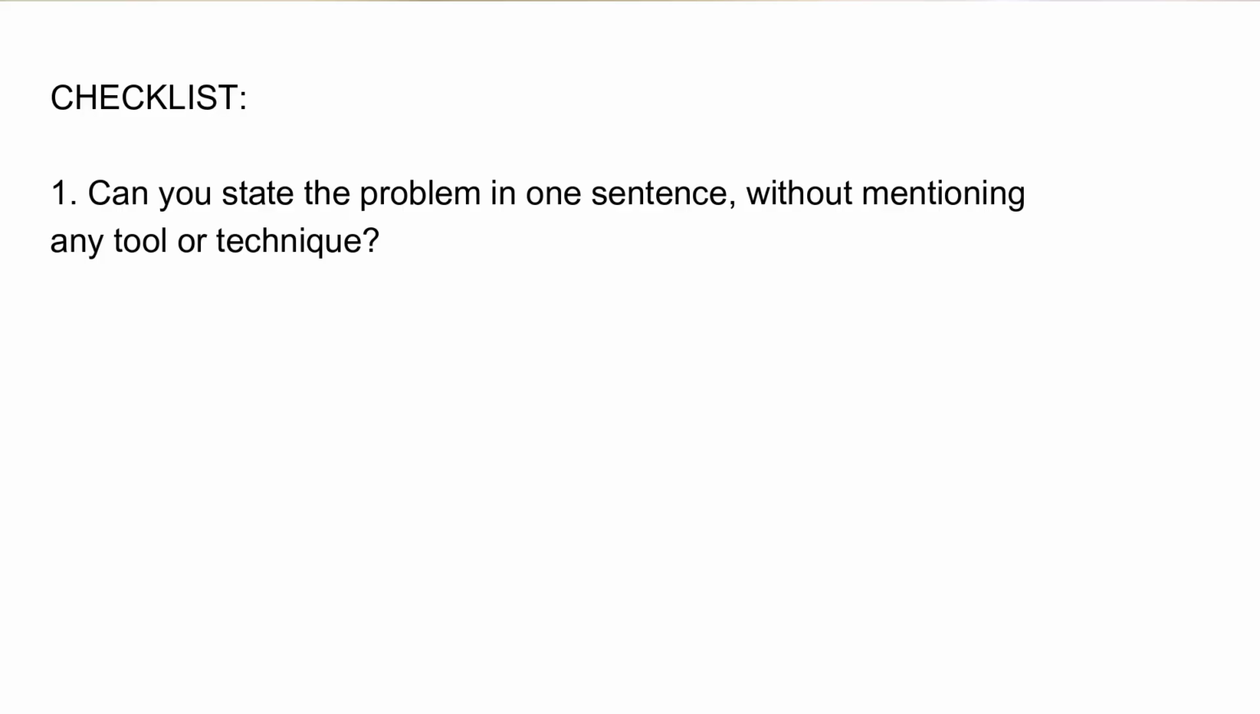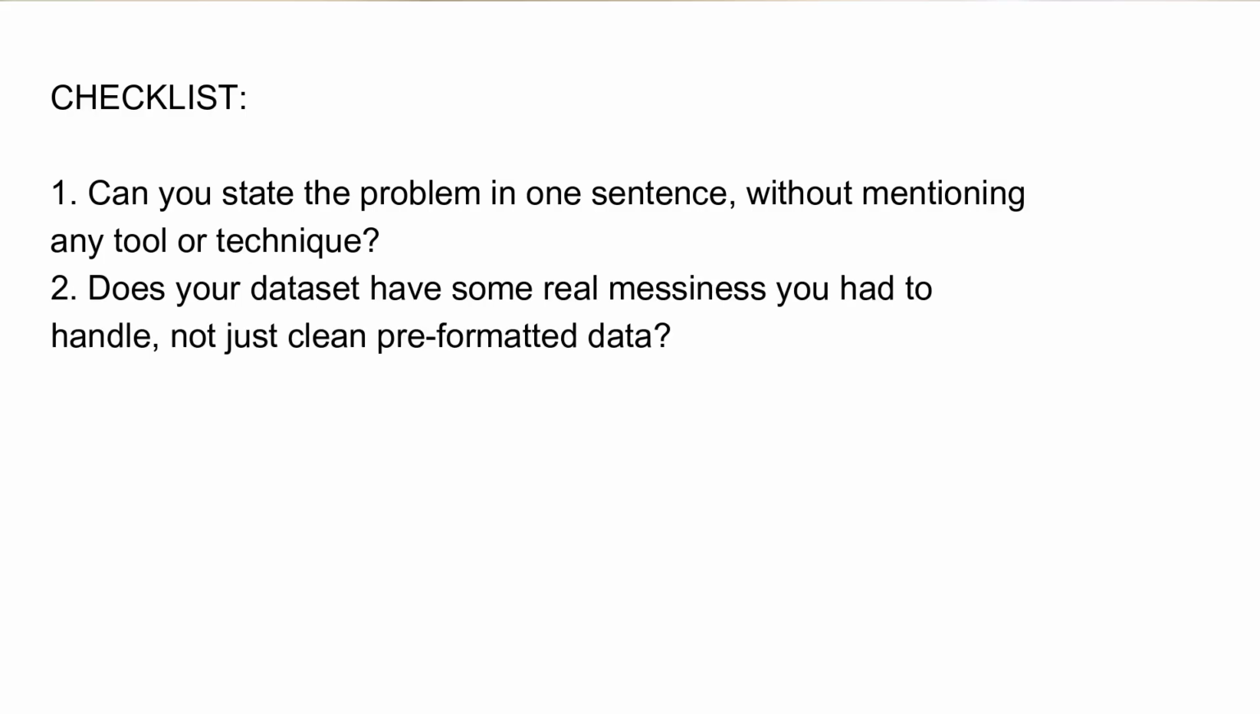Now that we've covered what to say and what to avoid, the most important thing is to have a checklist before you call it done, where you can ideally check each one of the boxes and say whether your project is ready or not. So before you consider a project finished, run through this checklist. The first and foremost: can you state the problem in one sentence without mentioning any tool or technique? Second, does your dataset have some real messiness you had to handle, not just pre-formatted data?